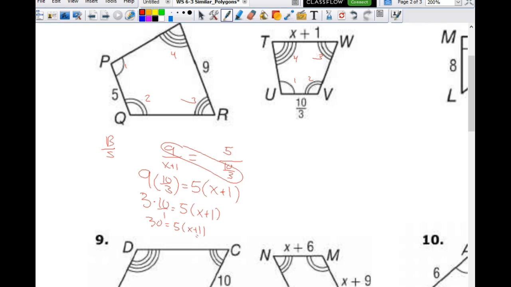Can we simplify this right now? Yeah, we can. We can divide both sides by 5. Divide this by 5, divide this by 5. Cancels out, and we get 30 divided by 5 is 6 is equal to x plus 1. Minus 1, minus 1, 5 is equal to x. Plug it in. So this is going to be 6.